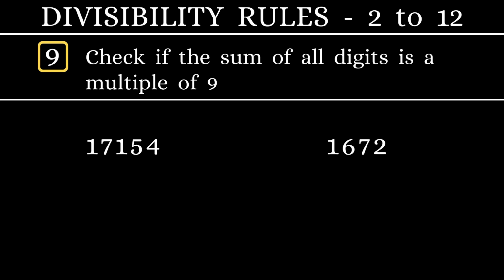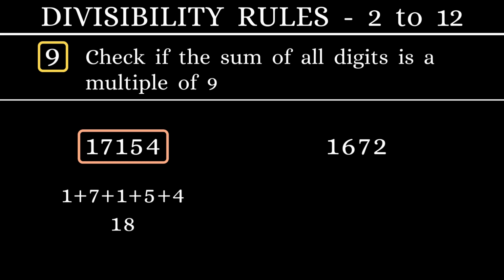First one, 17,154. Adding up the digits, we get 18, which is a multiple of 9. Hence, the given number is divisible by 9.